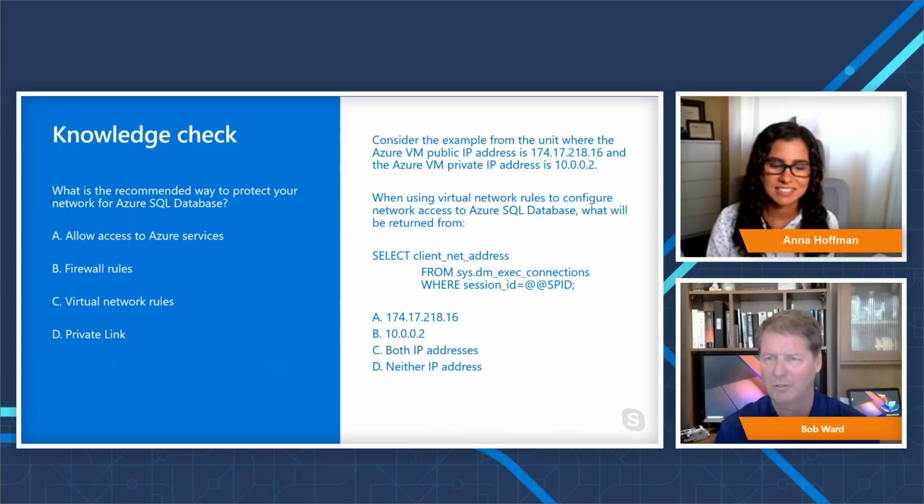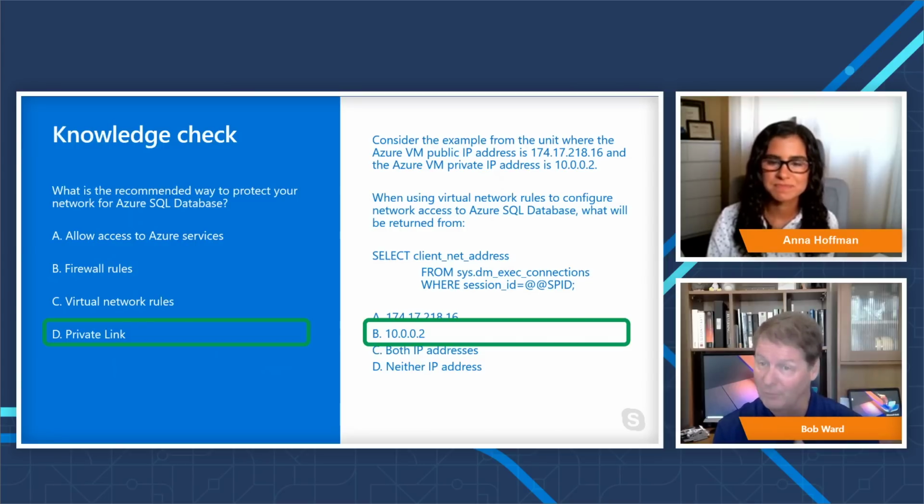And you showed that. You showed the fact that if you're in a VNet, you used a private link, I think, in your example. But if you're in a VNet as well, you're going to have your Azure VM or your client that's going to use that virtual network private IP to connect in. And that's what's going to show up in this DMV because the client net address is the IP of the client connecting into the Azure SQL database.